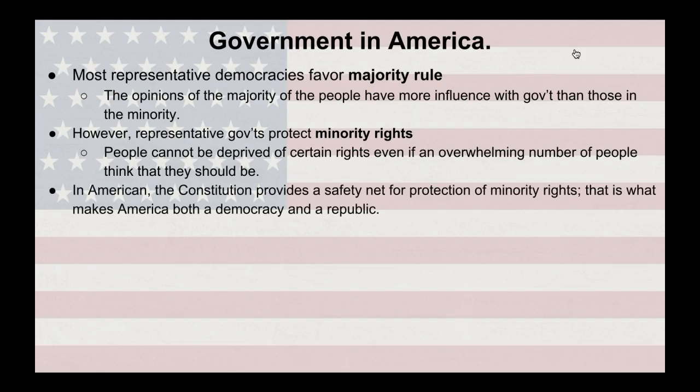Okay. So in America, the Constitution provides a safety net for protection of minority rights. That is what makes America both a democracy and a republic, right? In a democracy, majority does rule, but there's really no protection of those minority rights. And so this becomes more of a mob rule.